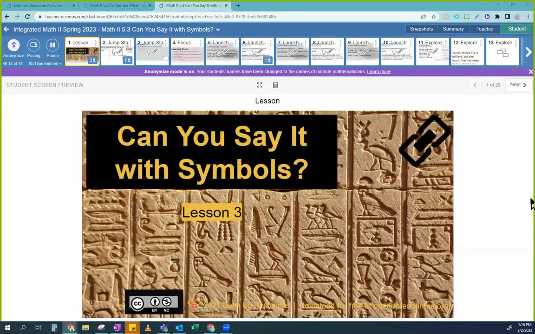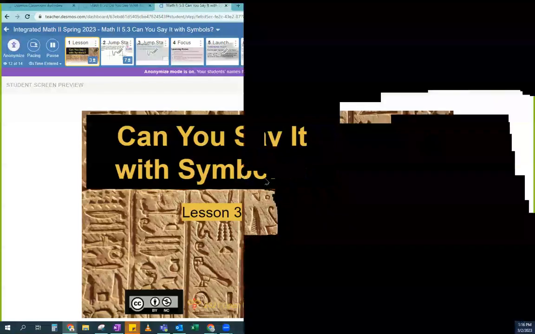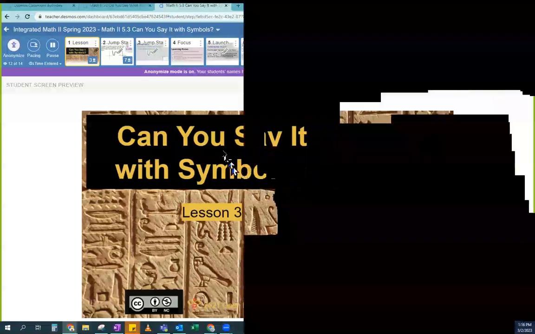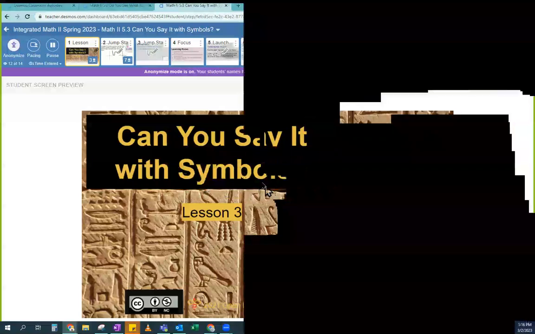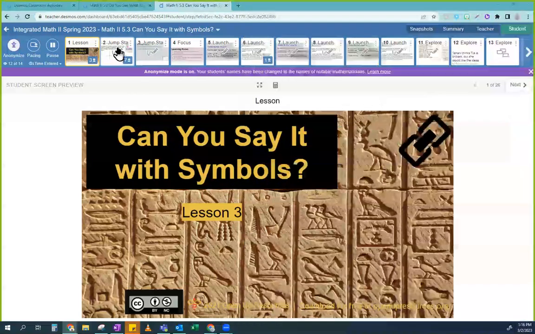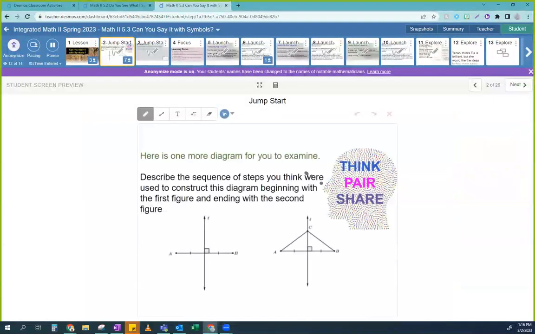Okay, so we are going to move on to 5.3, which is called Can You Say It with Symbols? So, math, there's a lot of symbols. Yes, I figured that out. Okay. So yeah, you can say a bunch of stuff with symbols, and in actuality there's even more symbols that you will all learn in a little bit. But first, here is a jump start.